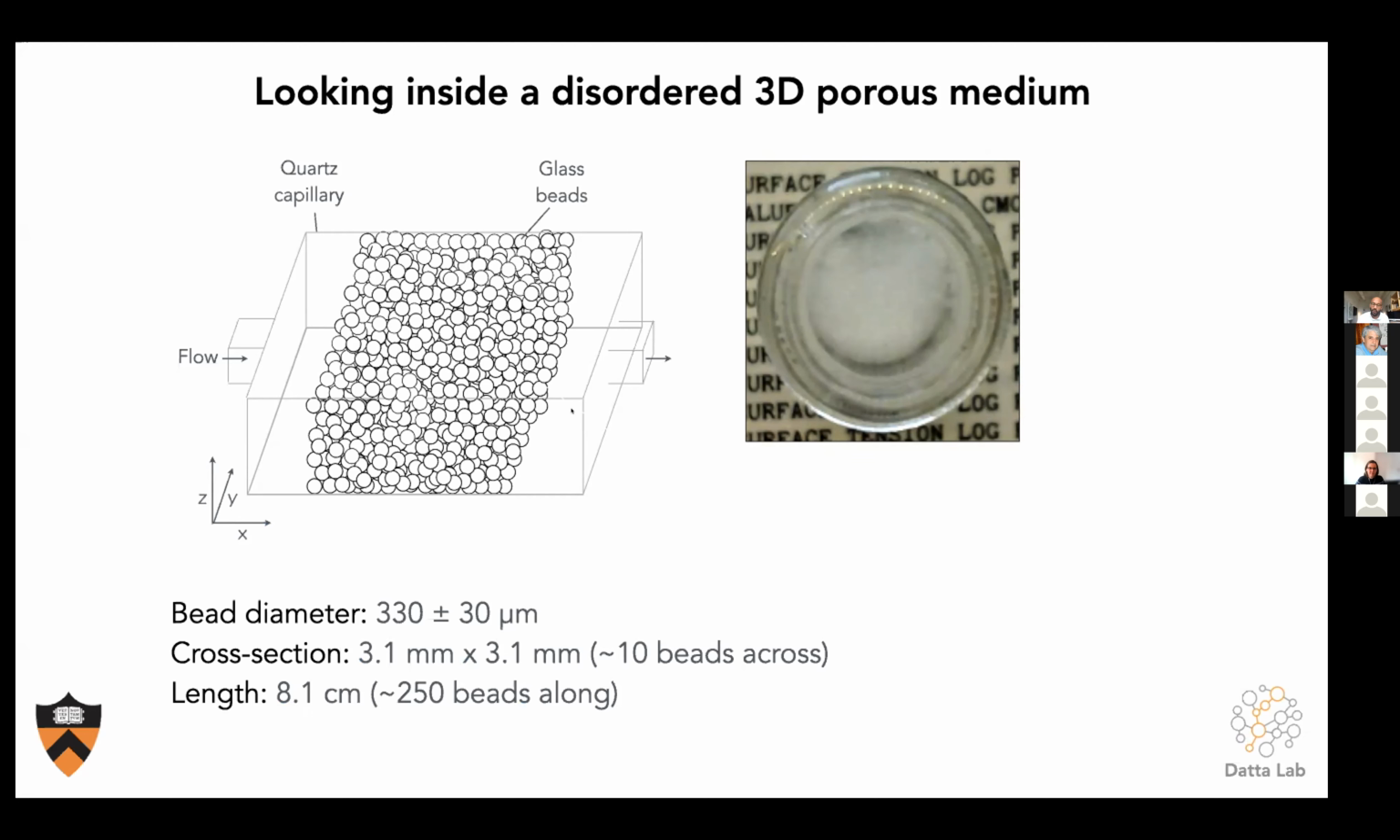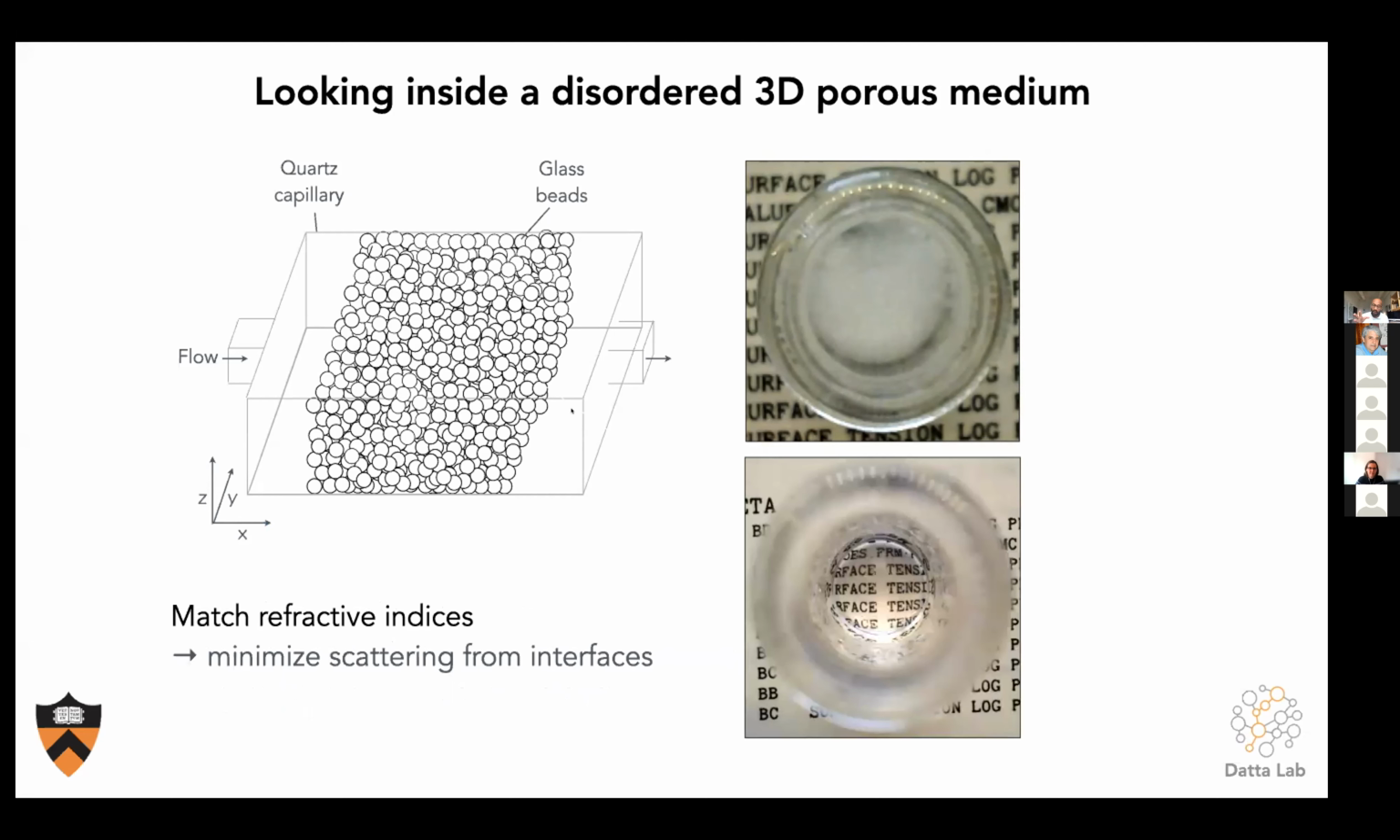And so what we do is we developed a trick where we formulate a fluid that has the exact same refractive index as the solid glass. And so when you infiltrate the pore space, everything becomes transparent and you can visualize everything in 3D using confocal microscopy. I promise you the porous medium is still here. This is the same porous medium, but now we filled it with one of these refractive index matched liquids. And so everything becomes transparent. You can see right through.